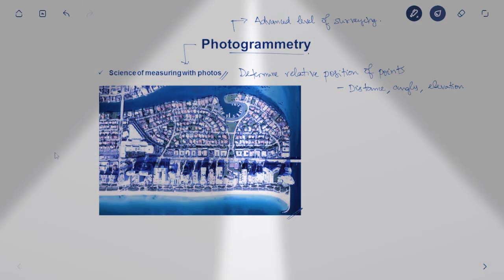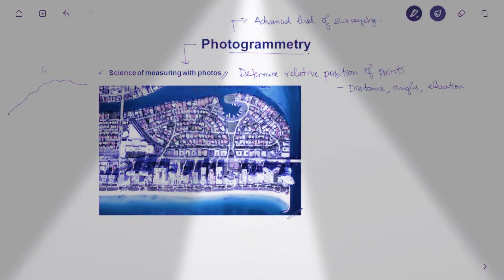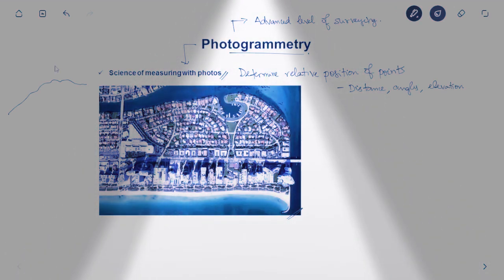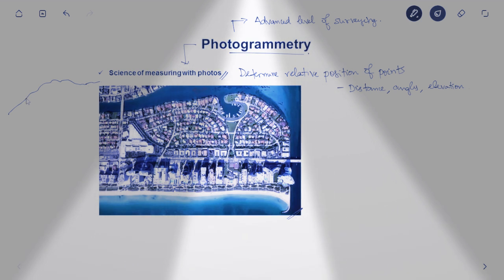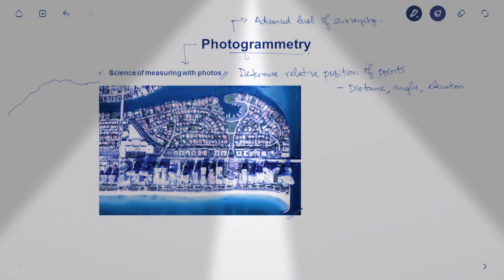Like before laying out a highway on a difficult terrain where it is very difficult to go and survey on ground, they usually do it by mounting cameras on aircrafts. So this will give you an idea how the terrain is and how you can plan your highway along the terrain. So mostly photogrammetry deals with aerial photos where you take the photos vertically like shown in the picture.